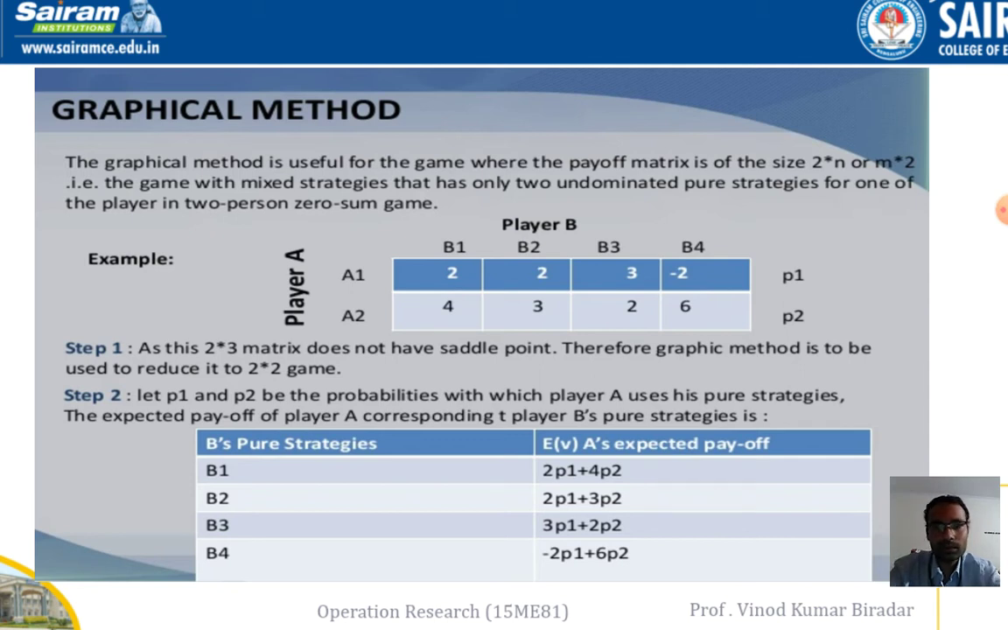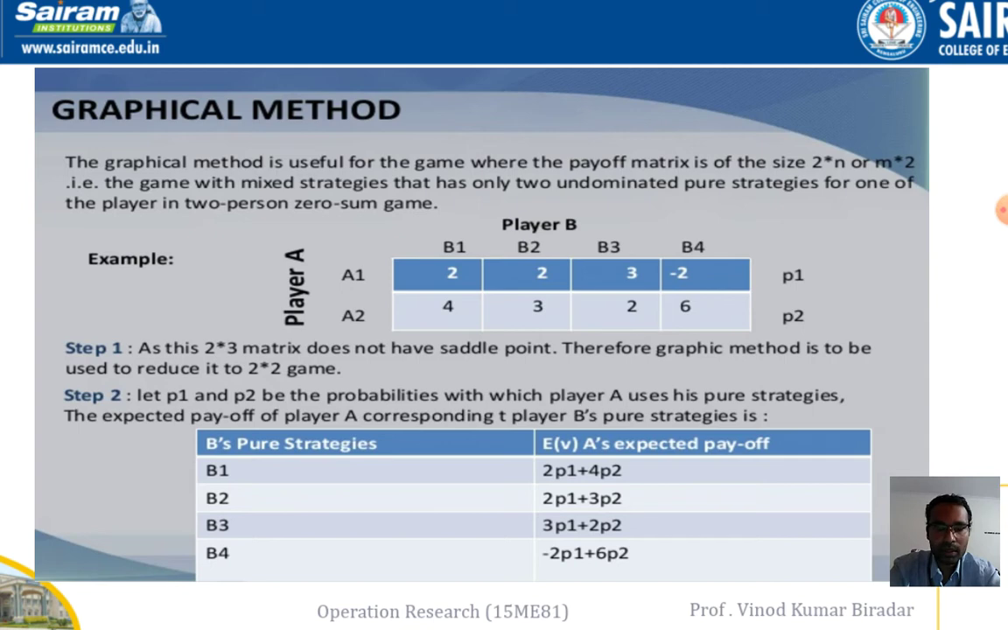That is, in the B1 column, first 2 p1. The 2 belongs to the first row, to p1, and the second 4 belongs to p2, therefore write 2p1 plus 4p2. Similarly, write 2p1 plus 3p2, and 3p1 plus 2p2, and minus 2p1 plus 6p2.